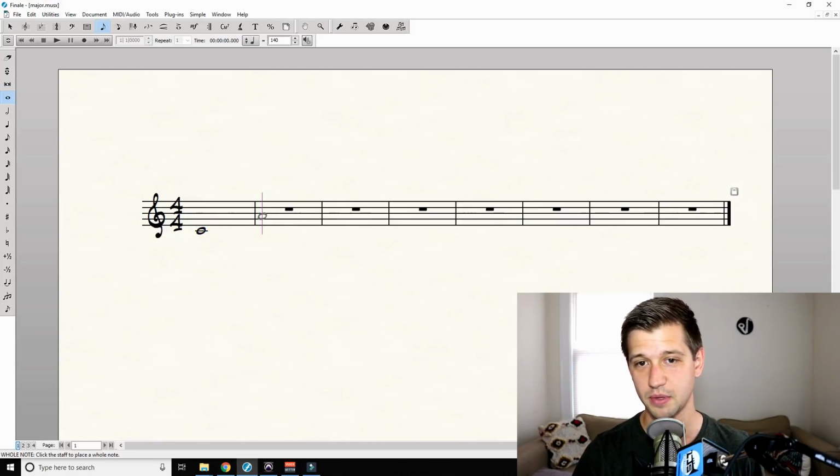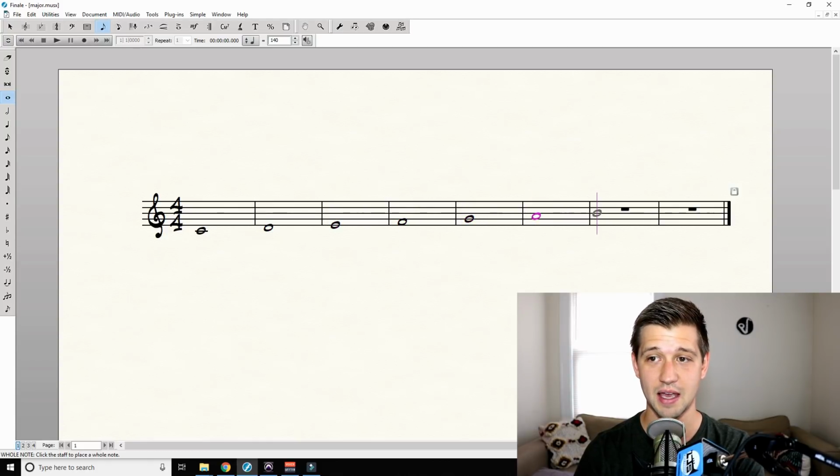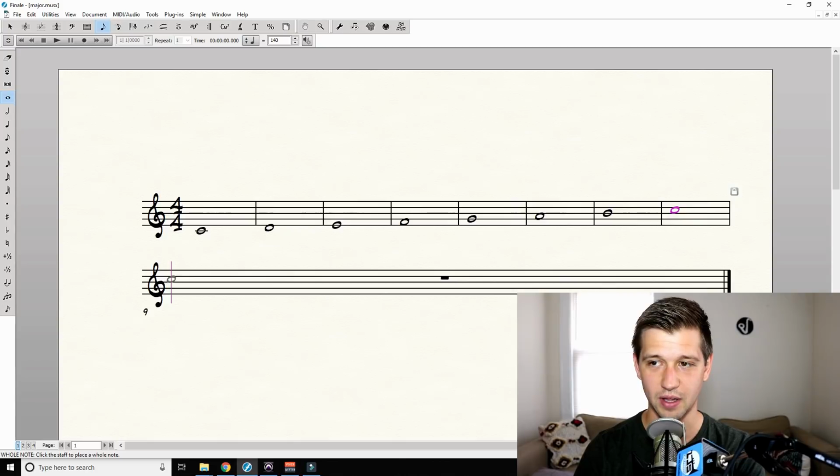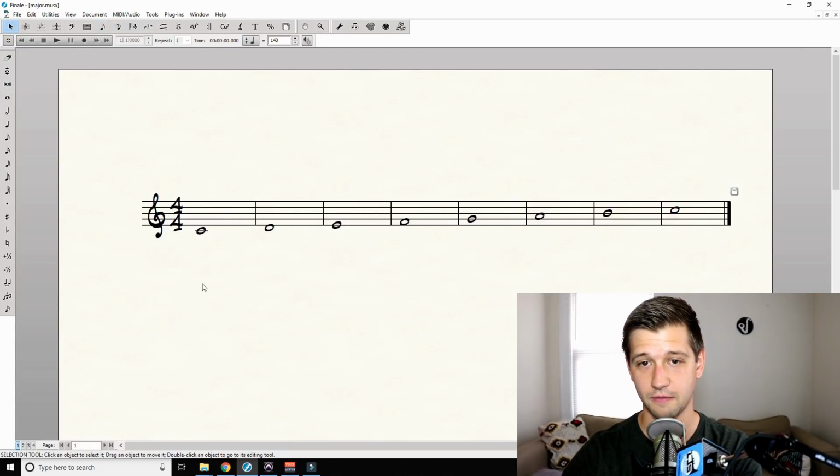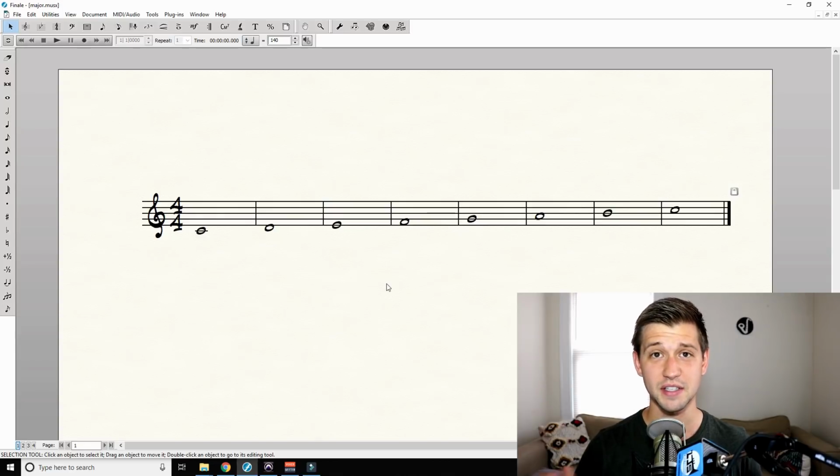Let's build a C major scale here. We've got C, D, E, F, G, A, B, C. We'll end on the octave. I'll erase this extra bar that they're throwing in there for me. Okay, so that's a basic C major scale. If you don't know your major scales, I would highly suggest looking into that, because that's obviously an important basis to have for music theory knowledge in general.